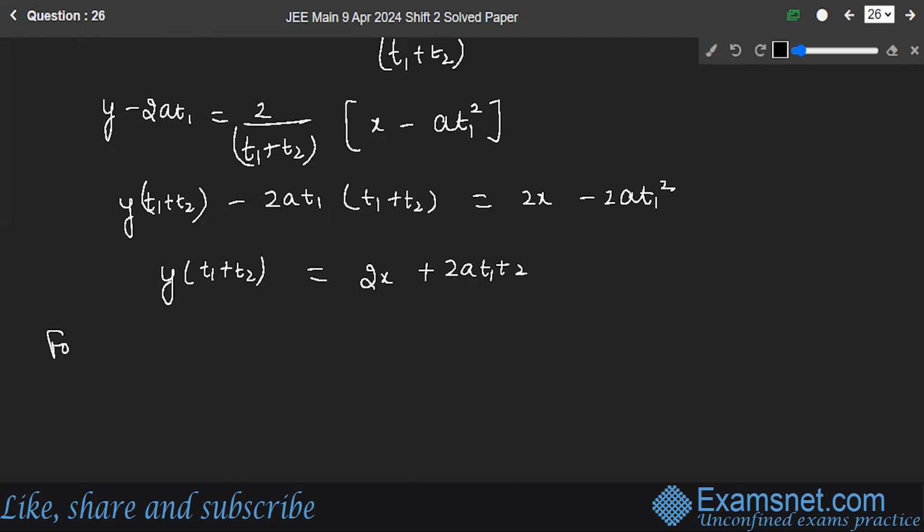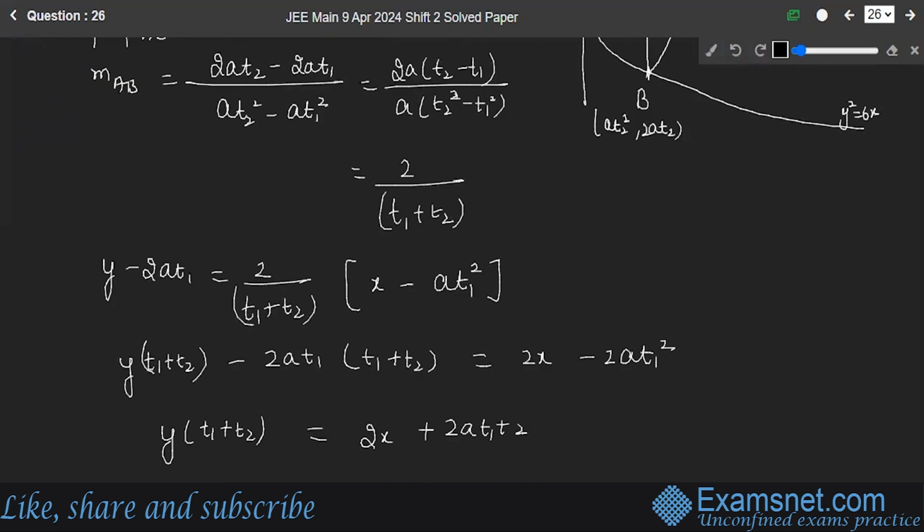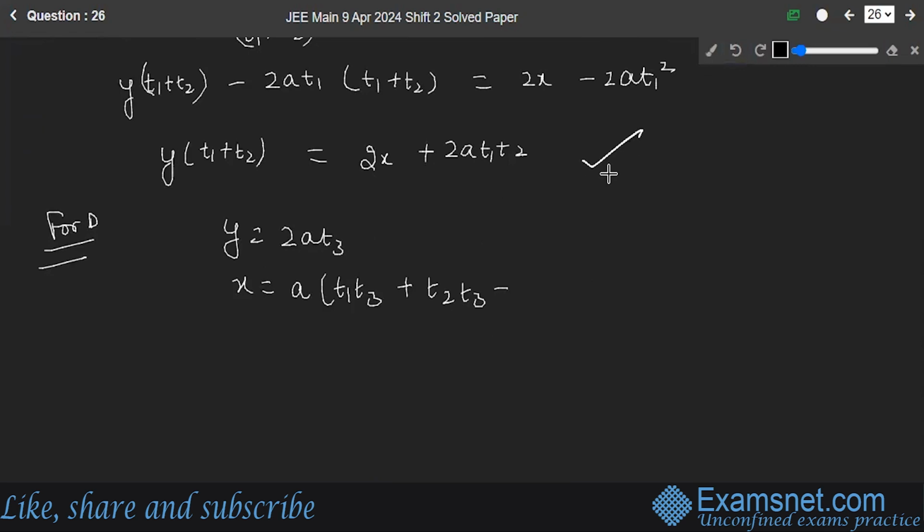Now, for the point D, you have y is equal to 2at3. So x will be a into t1t3 plus t2t3 minus t1t2. I've already solved it, okay? So this will come out like this. You will fill the value of y is equal to 2at3 in this equation and you will get the corresponding value of x as a into t1t3 plus t2t3 minus t1t2.